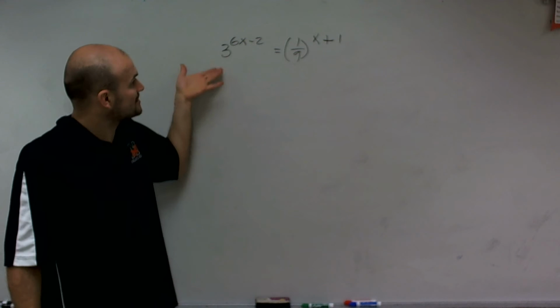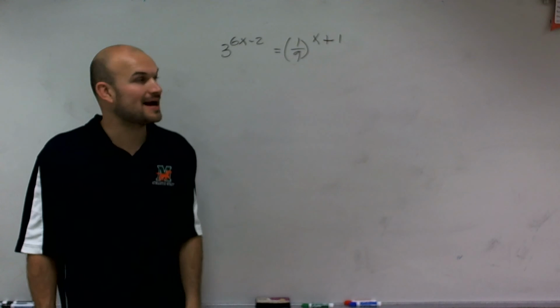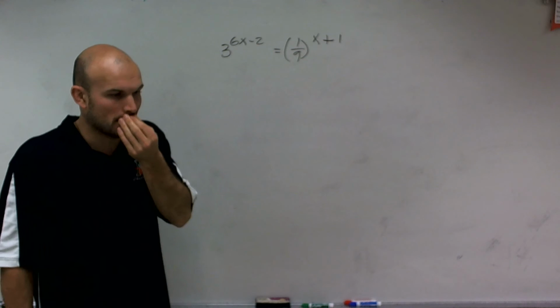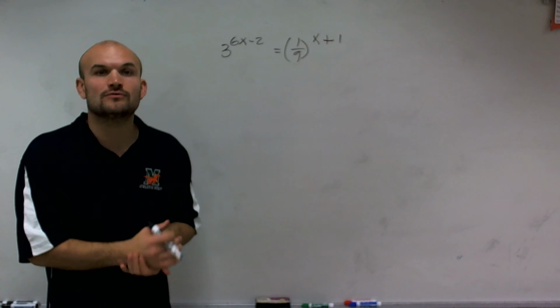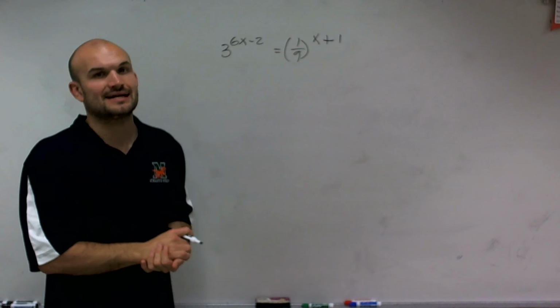Now we've got an issue here because I have a whole number as my base over here, which is 3, and I have a fraction or a rational number as my base over here. So I need to remember a little bit of the rules of exponents to help me see how I can get these to be the exact same base.